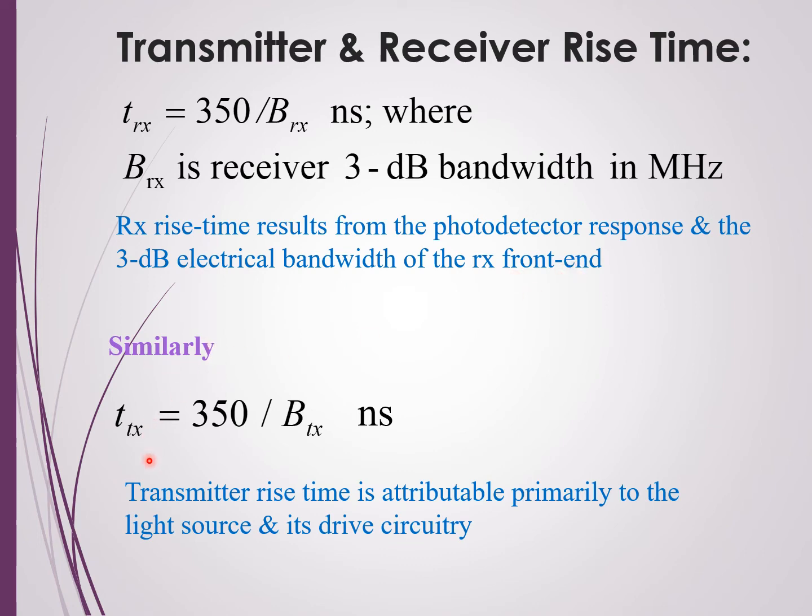Similarly, the transmitter rise time is equal to 350 divided by BTX. The unit must be in nanoseconds. Again, BTX is the transmitter 3 dB bandwidth, and it must be in megahertz. Transmitter rise time is attributable primarily to the light source and its drive circuitry.